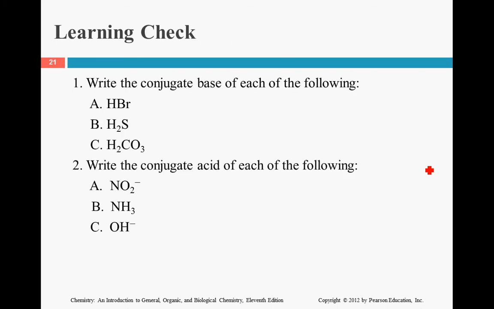Alright, so we're going to write the conjugate base of these. Notice that they all begin with hydrogen. That's because of the fact that they're all acids. So, if this is the acid, the conjugate base would be removing one of those hydrogens. Same with H2S. Since we have two hydrogens there, though, we only need to remove one of them to make a conjugate base. And with the carbonic acid, it becomes HCO3 minus. You just remove one of them.